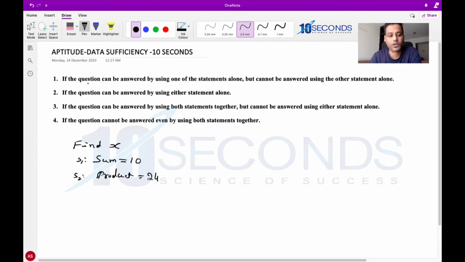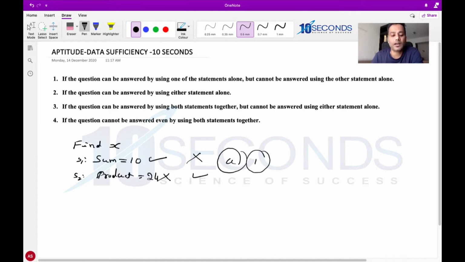First, if the question can be answered using one of the statements alone, but cannot be answered using the other statement alone. For example, you can answer the question using statement 1, sum equals 10, but you cannot answer using the second statement. Or you can answer using the second statement but not using the first statement separately. Either way, it is option A.